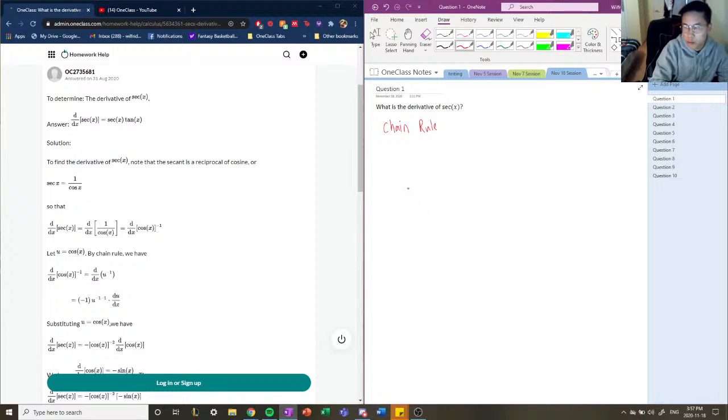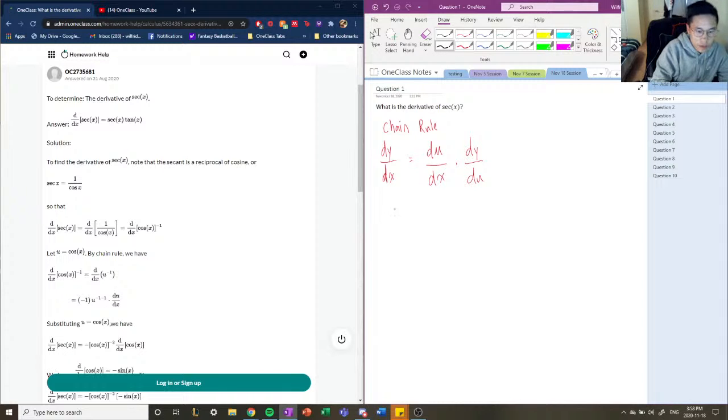The chain rule is mostly applied to functions inside of functions, and it says that the derivative of a function within a function is equivalent to the derivative of the outside function times the derivative of the inside function, like this. So that's the chain rule. We're going to be using this rule a lot during the lesson today, and for this first question.